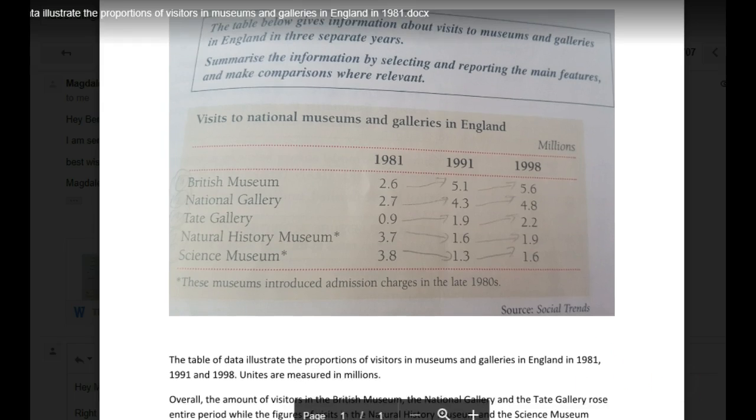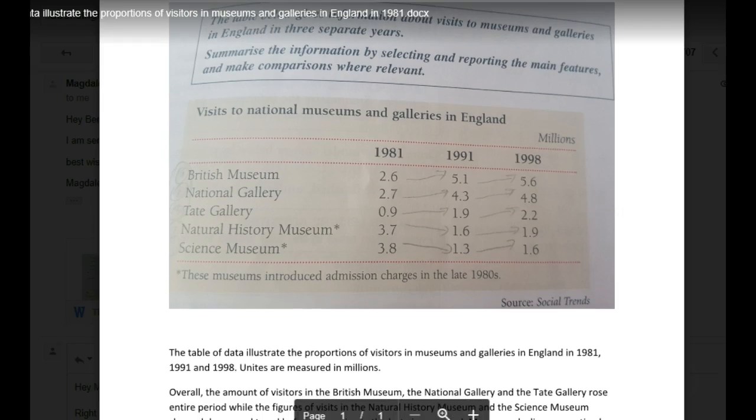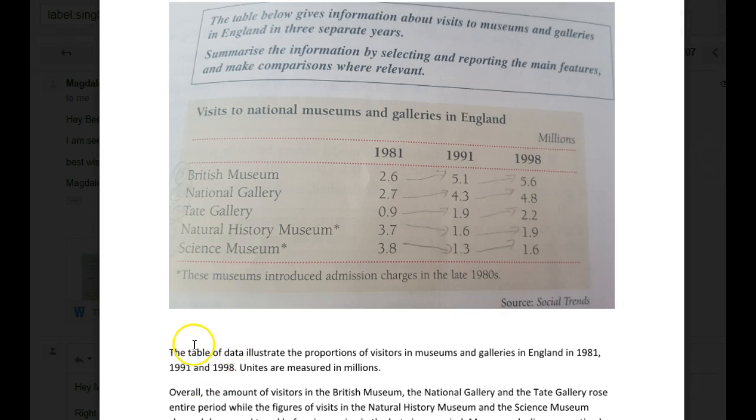Okay. The table of data illustrate the proportion of visitors in museums and galleries in England 1981, 91, and 1998. Units are measured in millions. All right, let's change some things here. Don't call it a table of data, just call it a table. And then it should be: the table illustrates... they're not really proportions, it's actually numbers, isn't it? So the table illustrates the number of visitors in museums and galleries in England in 1981, etc., etc.